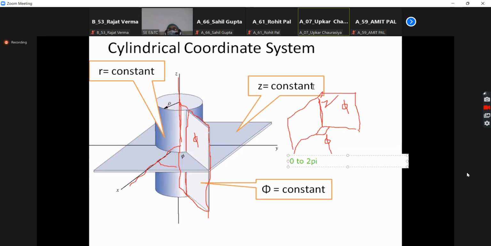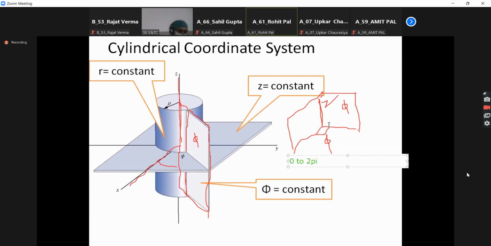Ma'am, currently it is at a 0 position, right? At 0 degree position. It is, take 1 minute. I'll just show you, 1 minute. Also, ma'am, the book which you suggested, in that it is mentioned that phi is less than 2 pi.